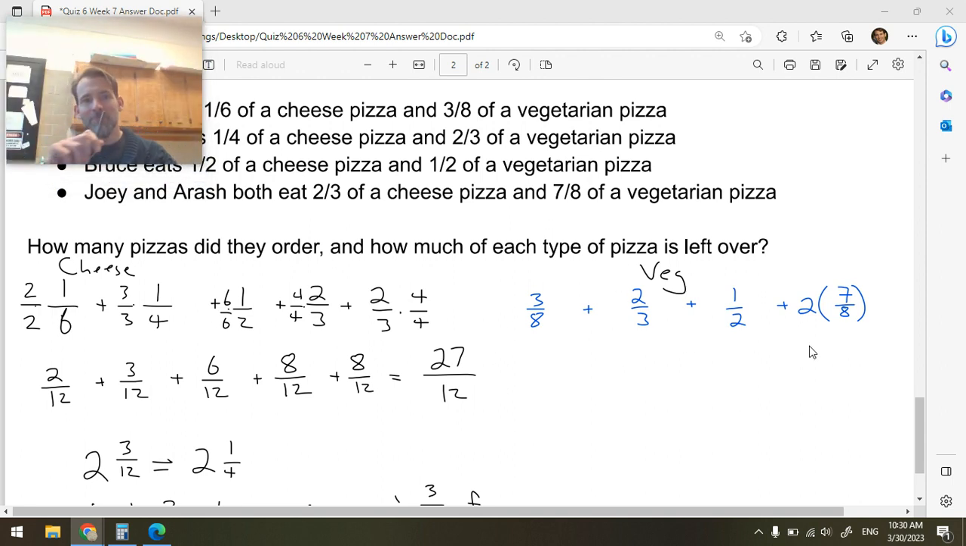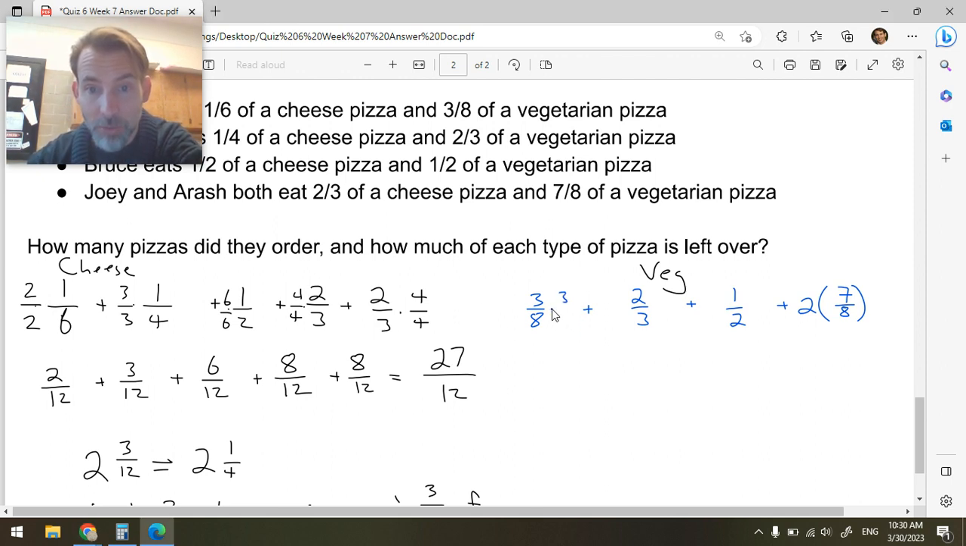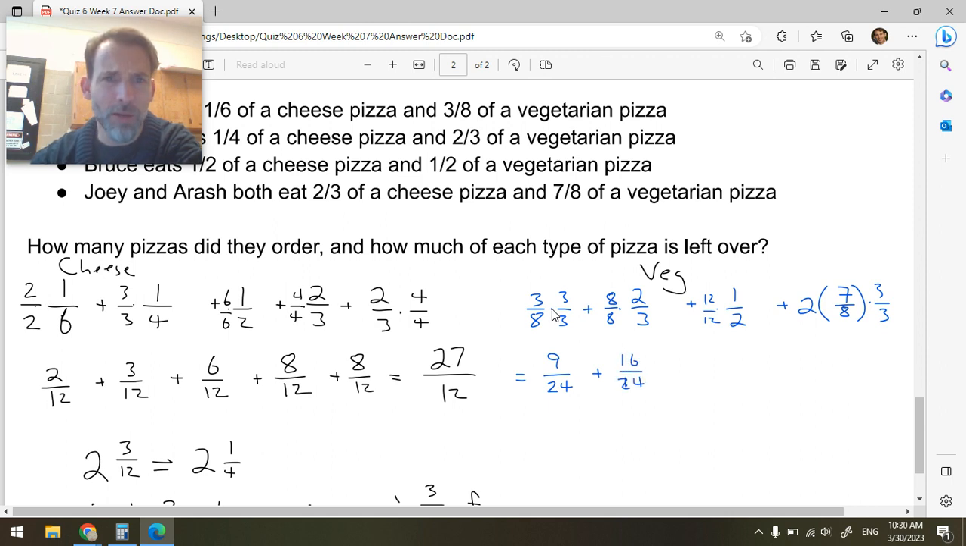So I look at these numbers and I see, I actually need to go to 24 for common denominator here. These were cut into more slices or something. So let's go. This one I can multiply top and bottom by 3. This one I can multiply top and bottom by 8. This one I can multiply top and bottom by 12. And this one is going to be 14 over 8, but I'm going to multiply that by 3 over 3 to make the denominator the same. So that's equal to 9/24 plus 16/24. I can write this over the common denominator here.